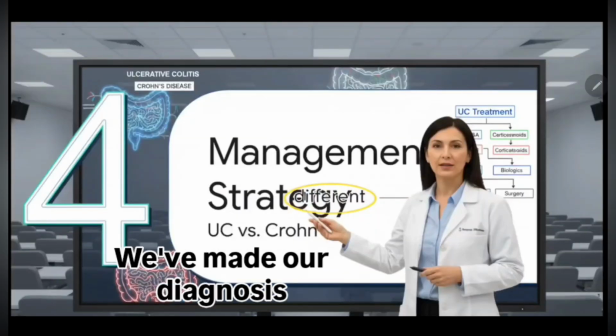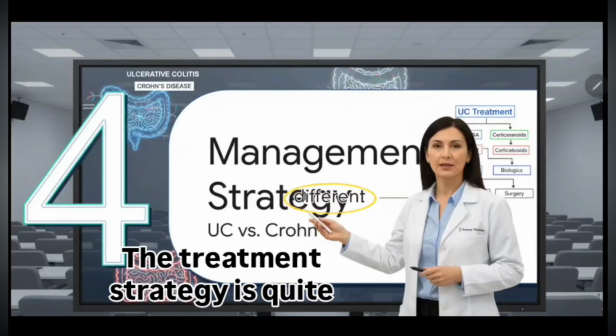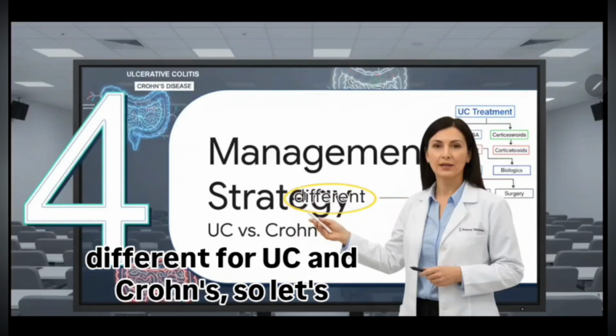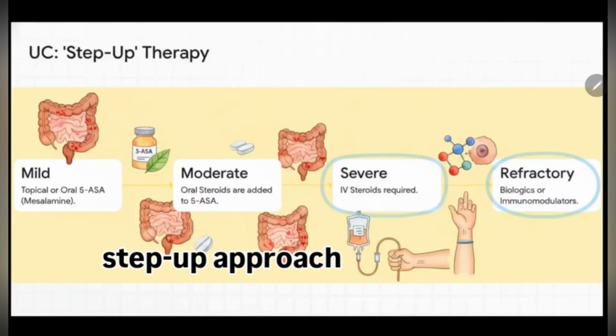Right, we've made our diagnosis. So what's next? Management. The treatment strategy is quite different for UC and Crohn's, so let's break it down properly. For ulcerative colitis, we follow a step-up approach. It's very logical. We start simple.